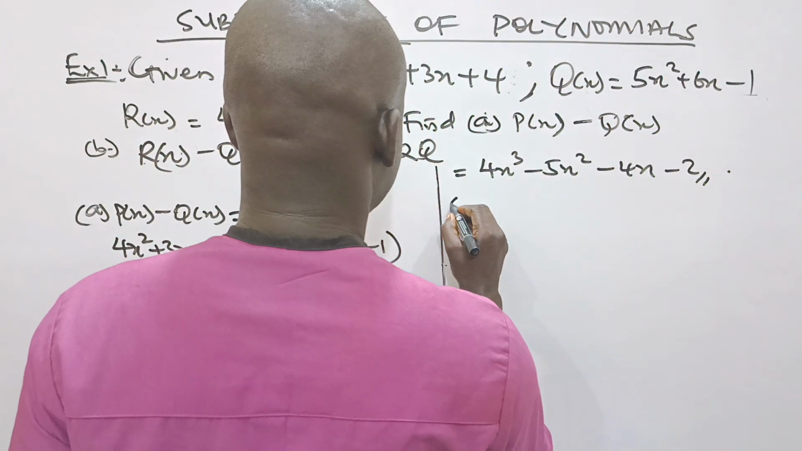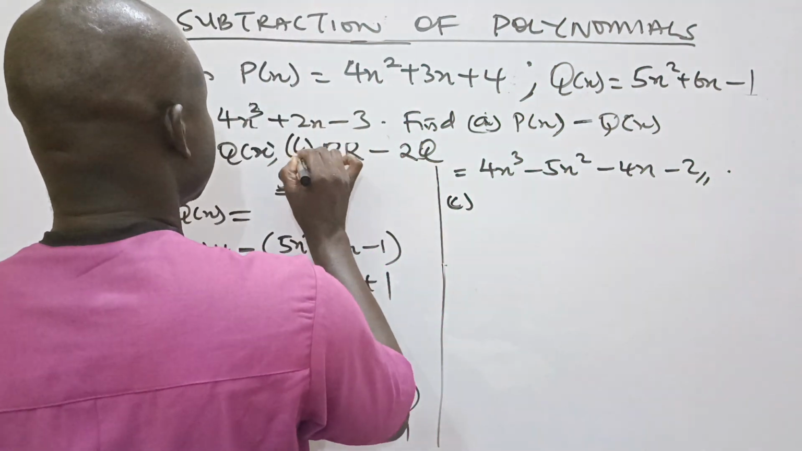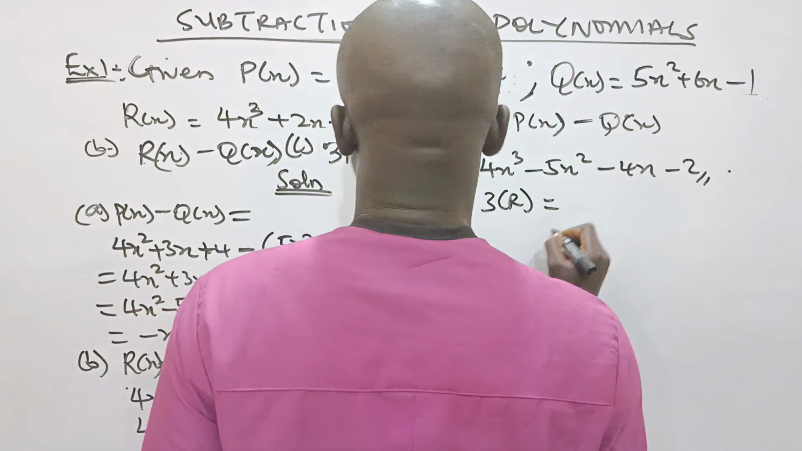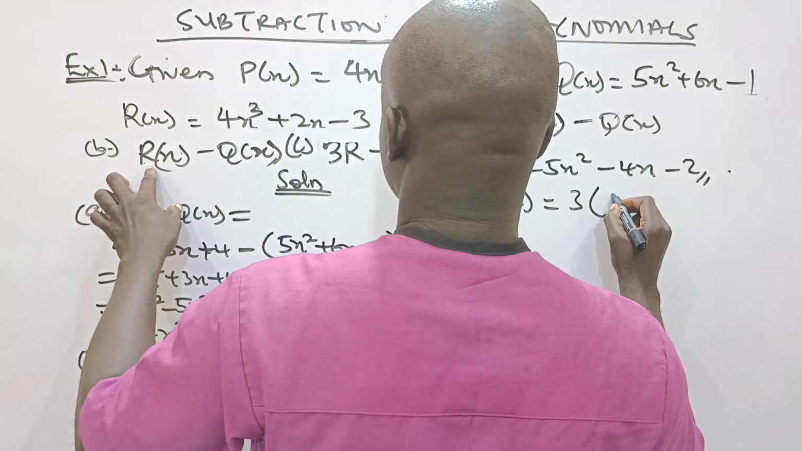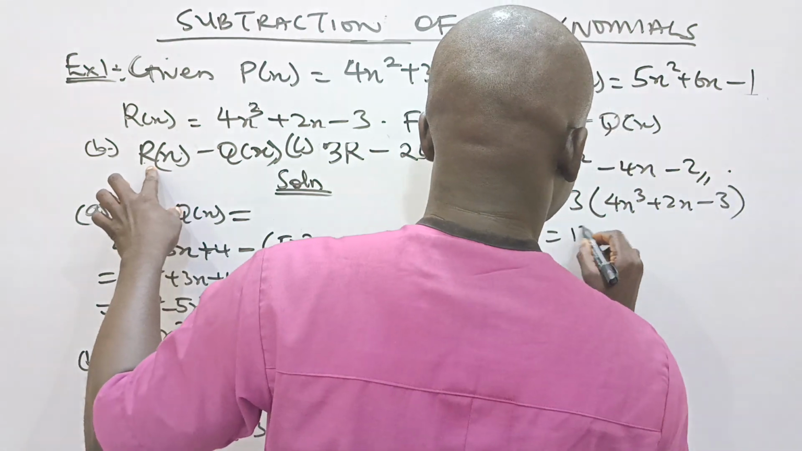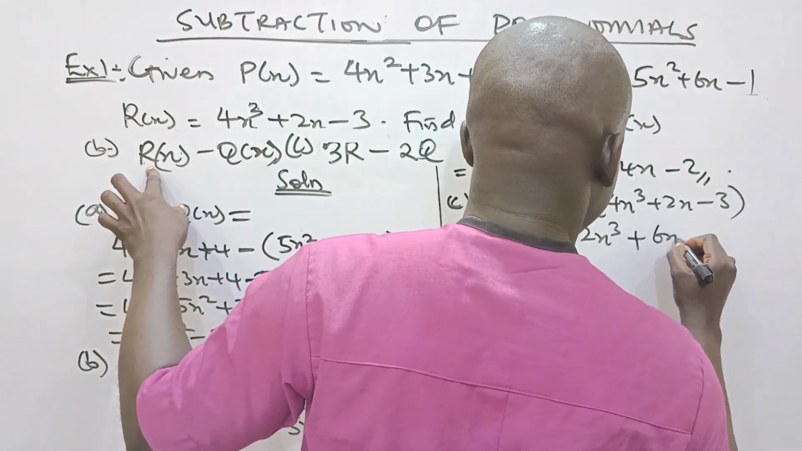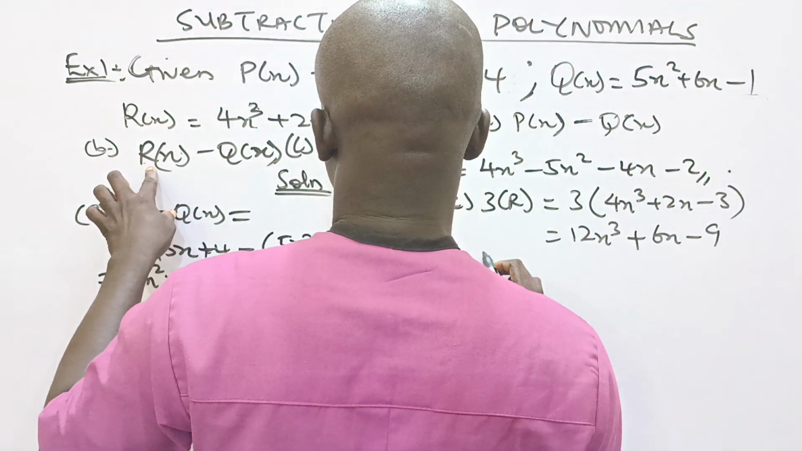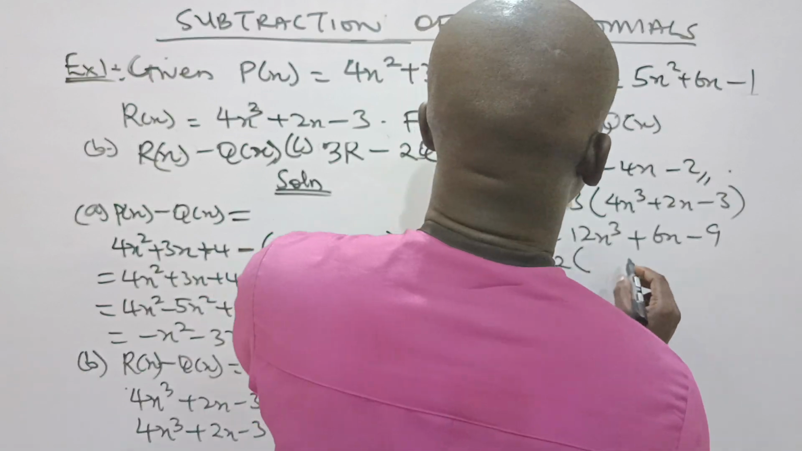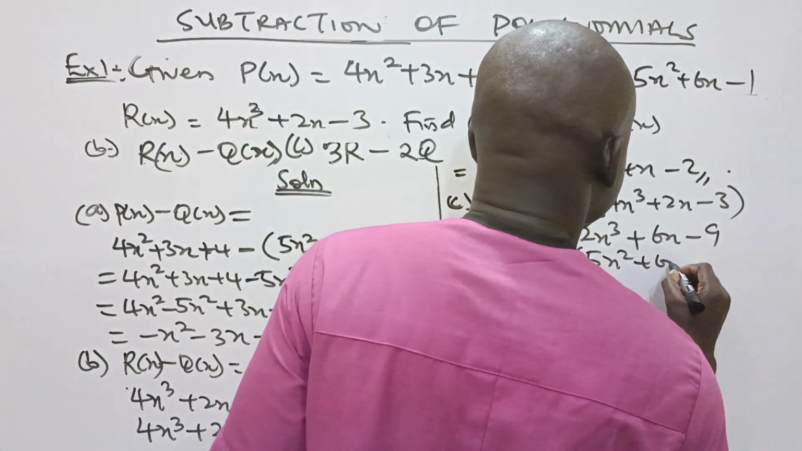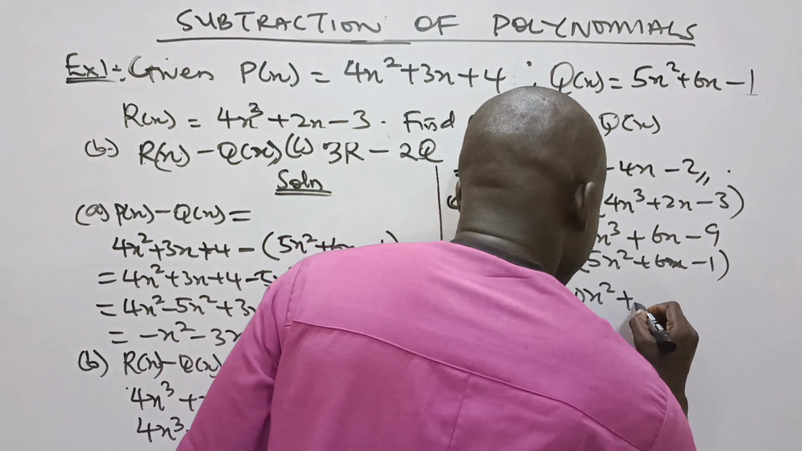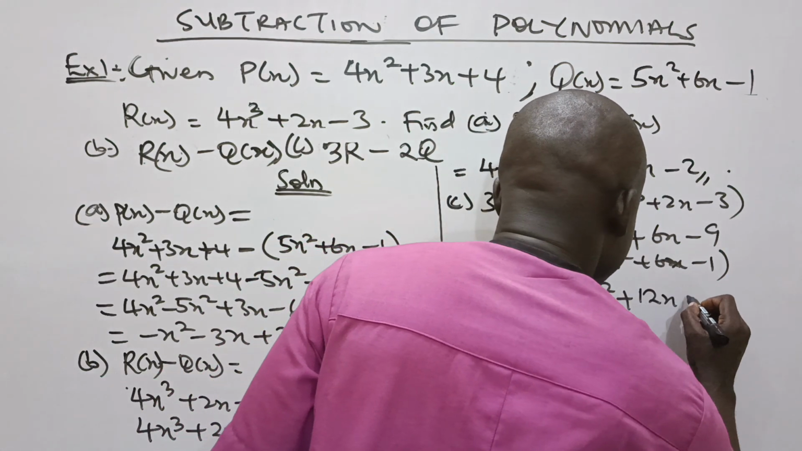Then the third question, C, we have to find 3R minus 2Q. So we use 3 to multiply R before we solve anything. R is given as 4x cubed plus 2x minus 3. So we are going to have 12x cubed plus 6x minus 9. Then here we have 2Q. 2 multiplying Q, Q is 5x squared plus 6x minus 1. So we are going to have 10x squared plus 2 times 6, that's 12x, minus 2.